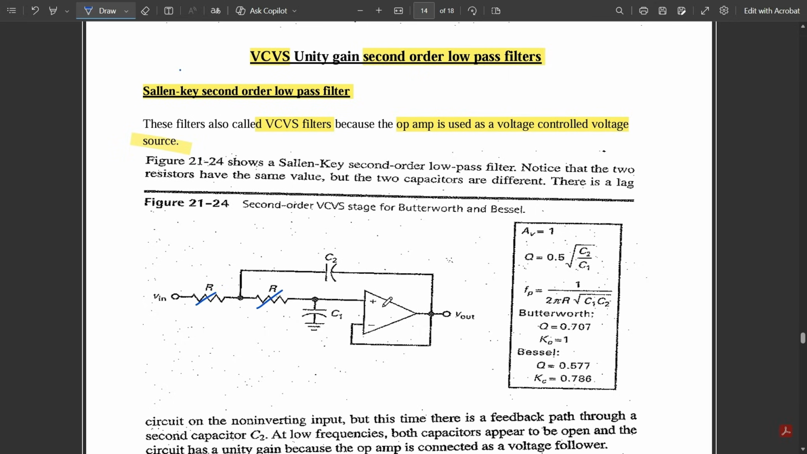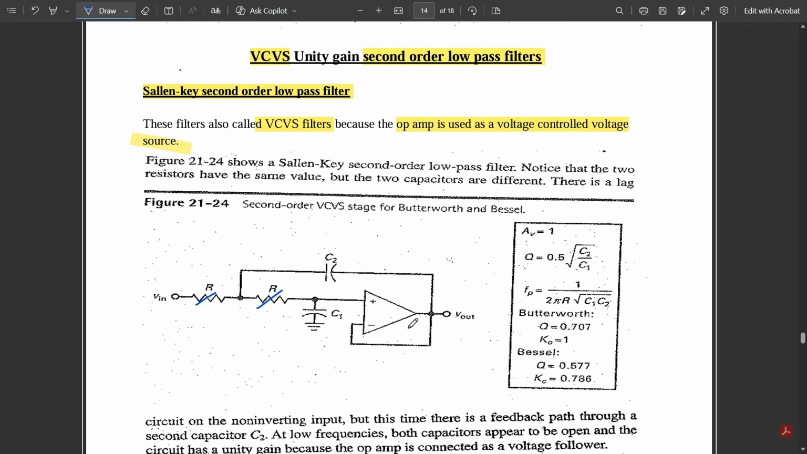You need to keep one thing in mind: whenever they give any problem, these two resistor values would always be the same. Notice that two resistors have the same value, so that's why they have mentioned it as R and R. If they give any problem, you should be aware that these two resistor values always remain the same, but the two capacitor values would be different. That's why it is C1 and C2.